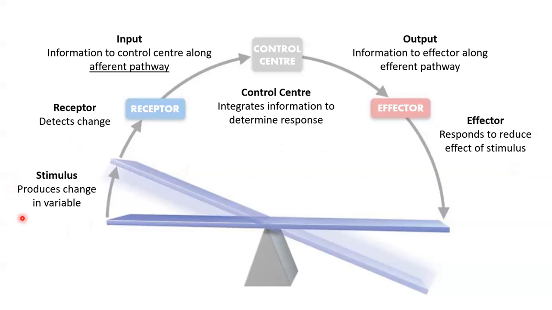So we have a stimulus that produces a change in a variable, a receptor that detects that change. The information from the receptor travels along an afferent pathway, this is the input, to the control center. The control center integrates that information and decides what to do about it. The output travels along the efferent pathway to the effector, and then the effector actually responds to reduce the impact of this stimulus.